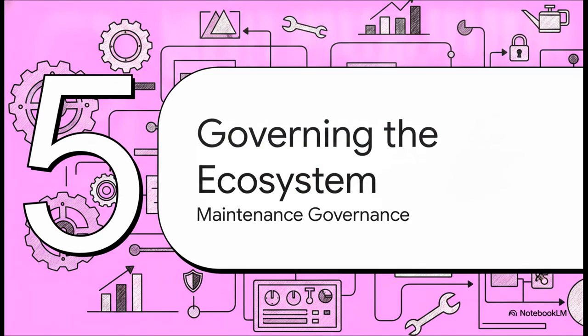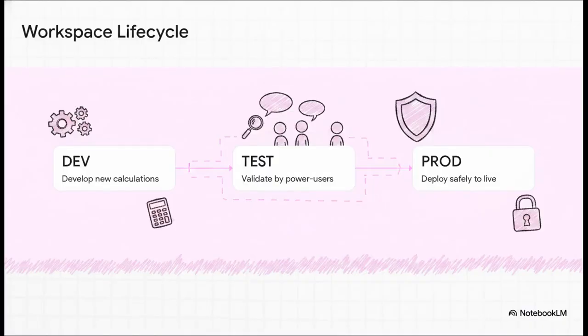Now for Section 5, Governing the New Ecosystem, Maintenance and Operational Governance. Look, to prevent a high-performance system from drifting as your data volumes grow, you absolutely need strict architectural governance. You do this through a rigorous dev-to-test-to-prod workspace lifecycle. You develop your new calculations in dev. You let your business power users validate those advanced script adjustments in an isolated test tier, and only then do you safely deploy to your live prod environment. This isolation policy is absolutely vital to protect your planning cycles.